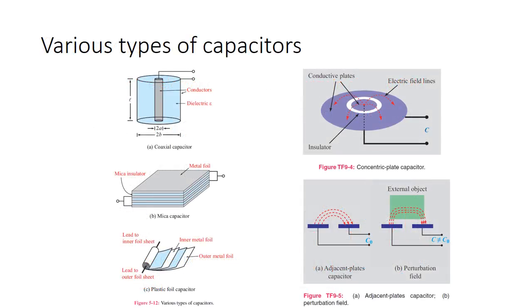Various other types of capacitors aside from the parallel plate capacitors shown on the previous slide. And we have coaxial capacitors, where the dielectric material is wrapped around a conductor. There's multiple types like this.